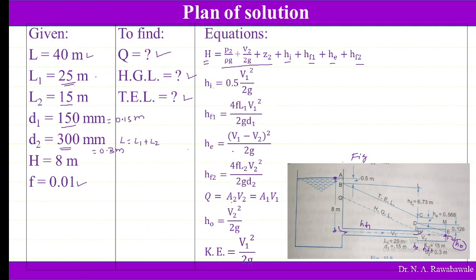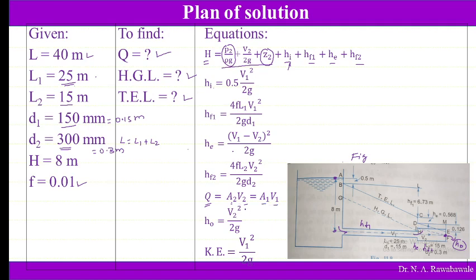So the energy at the end: P2 divided by rho g, the pressure energy, becomes 0. And as we take this center line as the reference line, Z2 also becomes 0. Now HI, HF1, HE and HF2 are given by various formulae. HI is 0.5 V1 square divided by 2g. HF1 is 4F L1 V1 square divided by 2g D1. HE is given by (V1 minus V2) square divided by 2g. HF2 is given by 4F L2 V2 square divided by 2g D2. And we know Q is equal to A2 V2 is equal to A1 V1. So the discharge is given.